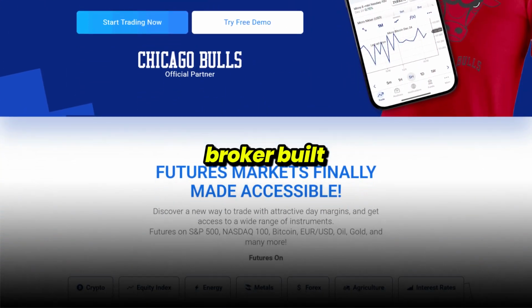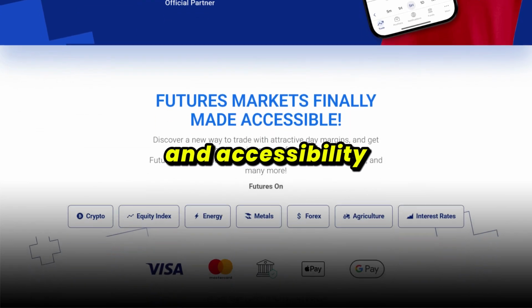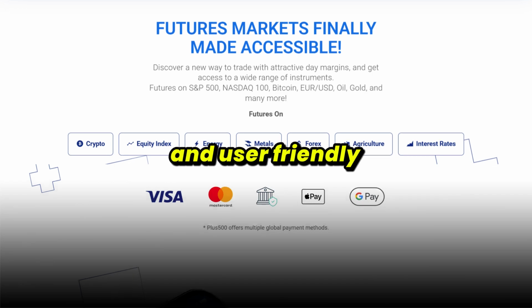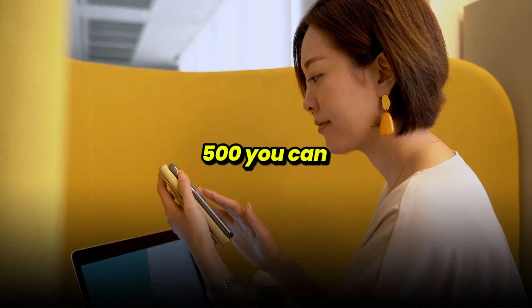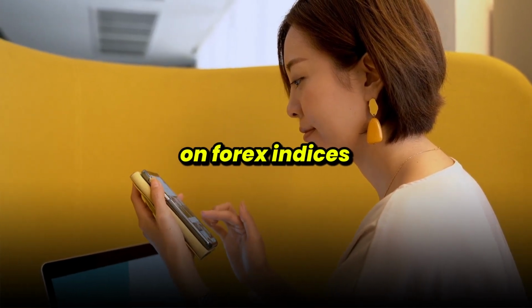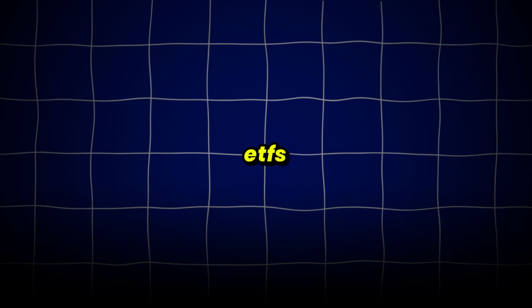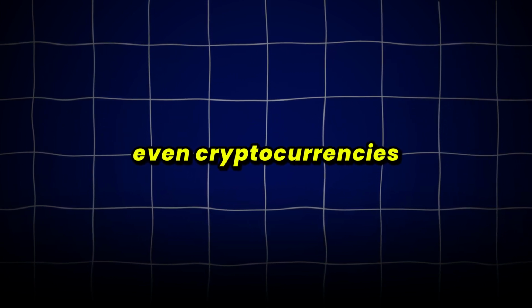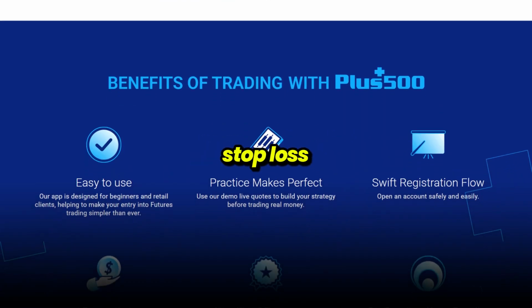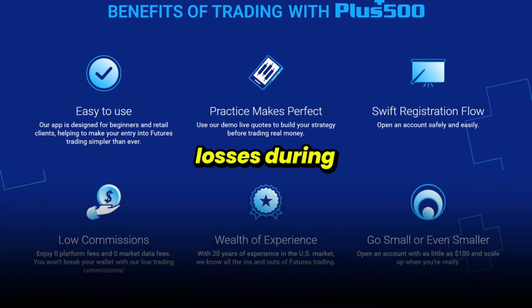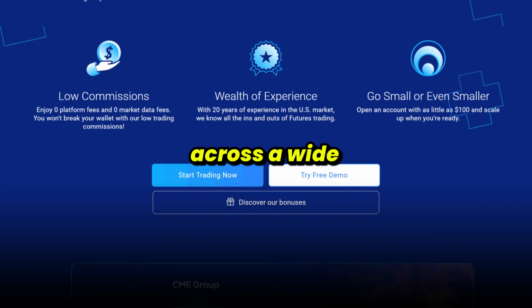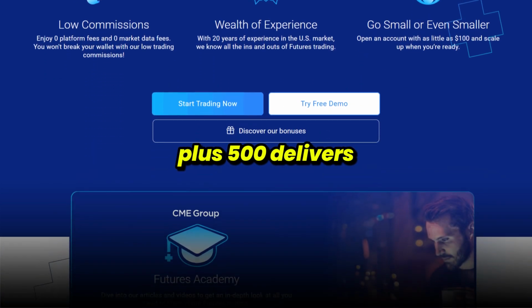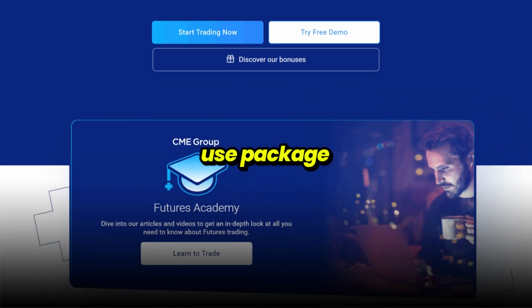First up, let's talk about Plus500. Plus500 is a CFD broker built around simplicity and accessibility. The platform is intuitive and user-friendly, making it appealing to beginners who want a straightforward way to trade. With Plus500, you can access CFDs on forex, indices, commodities, ETFs, shares, and even cryptocurrencies. One of its standout features is its risk management tools, including guaranteed stop-loss orders, which help traders control losses during volatile market conditions. If your goal is to speculate on price movements across a wide variety of global markets, Plus500 delivers that in a clean and easy-to-use package.